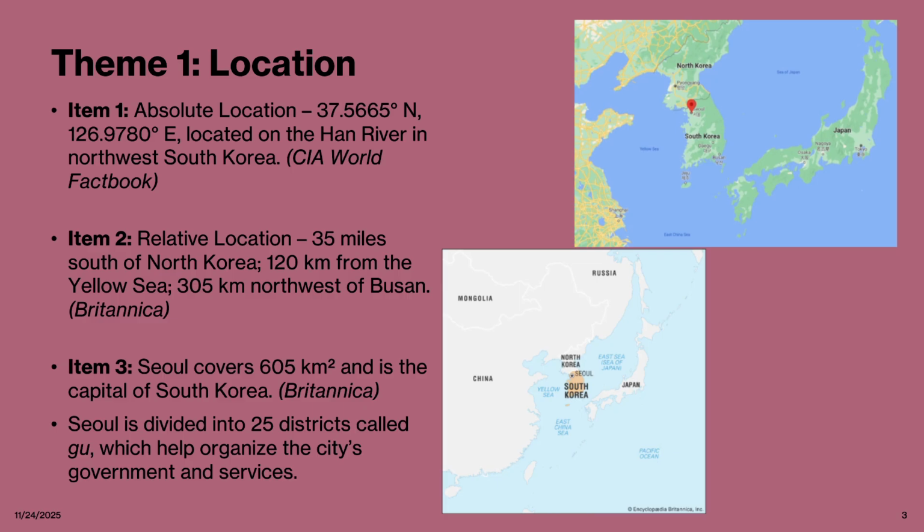So theme 1 is location. Absolute location is 37.5665 north and 126.9780 east. It's located on the Han River in northwest South Korea. The relative location is 35 miles south of North Korea, 120 kilometers from the Yellow Sea, and 305 kilometers northwest of Busan. Seoul covers 605 square kilometers and is the capital of South Korea. Seoul is divided into 25 districts called gu, which help organize the city's government and services.